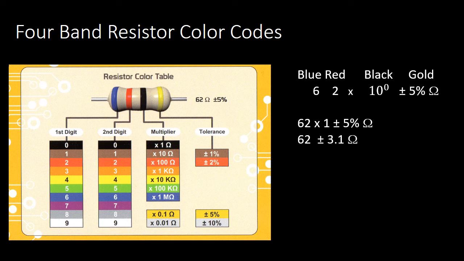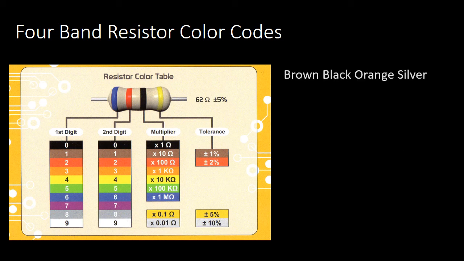So the resistor that we're looking at here is nominally 62 ohms, and then it could be up to 3.1 ohms higher or lower than 62, which means that the range of possible values is 58.9 up through 65.1. So the manufacturer of this resistor guarantees that the true resistance of this resistor falls within that range. When you get resistors, they have a nominal value, but the true value is one that you would have to measure to actually find out what it is.